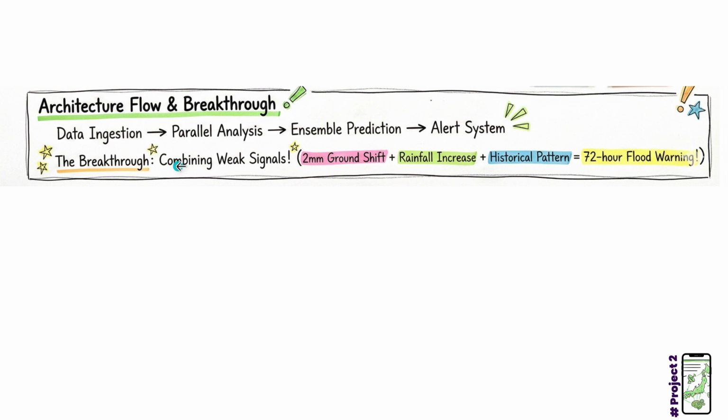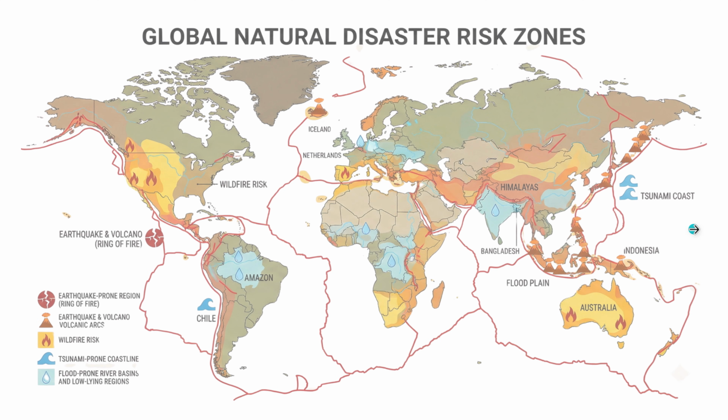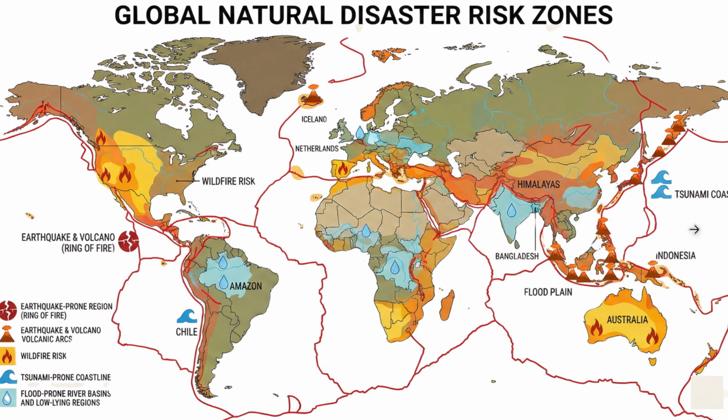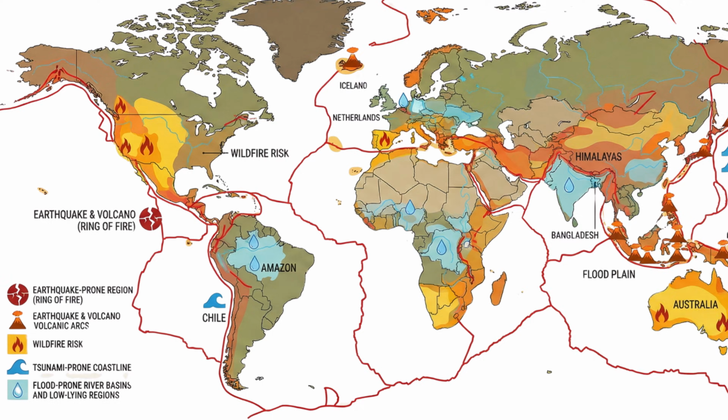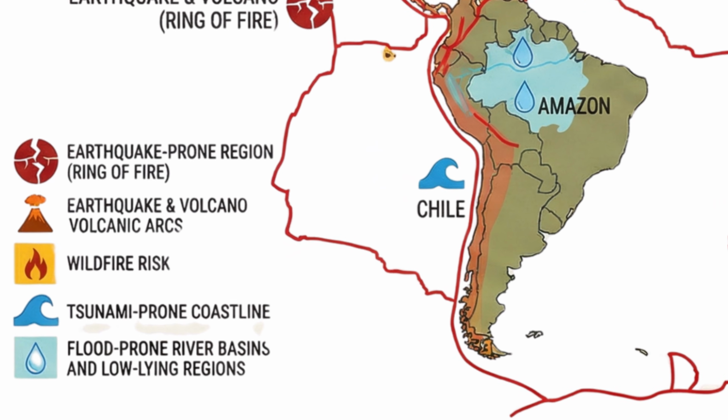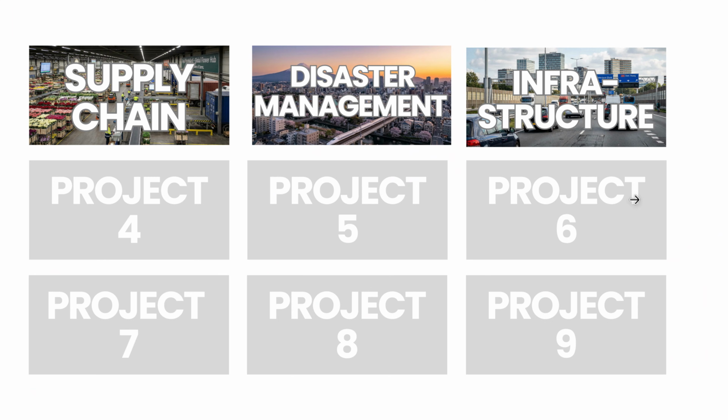Remember, the breakthrough is combining big signals: ground shift, rainfall, and historical patterns. Then you can give a very good prediction, and our prediction can go ahead and power an alert system. And as I said before, it's not only for Japan, but so many countries have these different disasters, and we can do this kind of project for all of those countries.